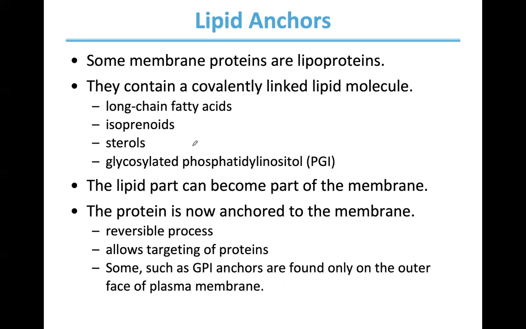All right, so lipid anchors. So what do we have? This is what we talked about: long chain fatty acids, isoprenoids, sterols, glycosylated phosphatidylinositol. Now this is not PGI, this is GPI. And for the GPI anchors, one thing for us to remember is that they're found only on the outer face of the cell membrane.